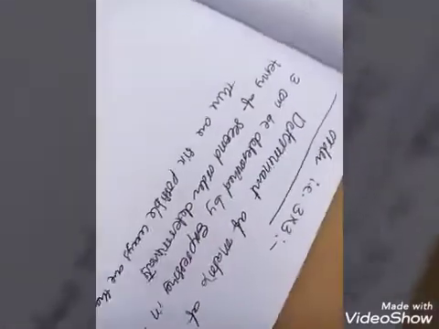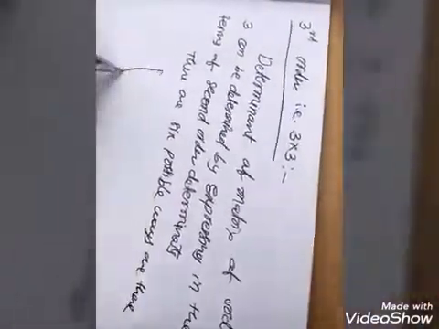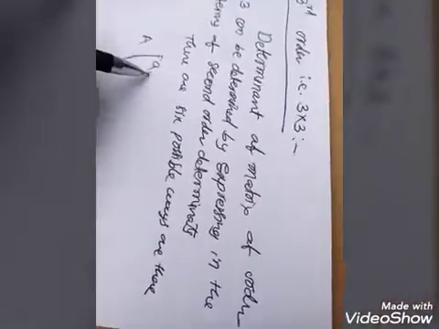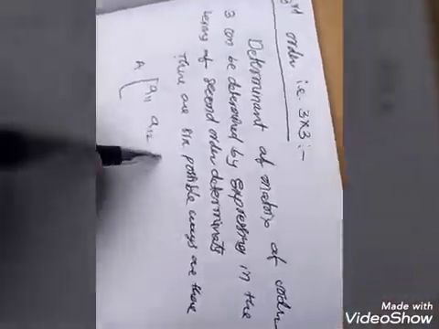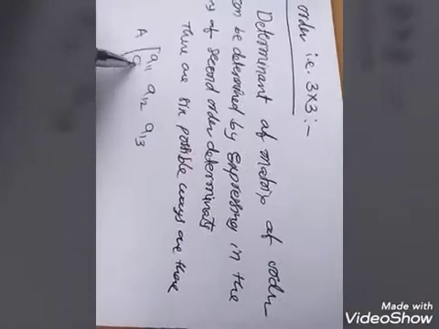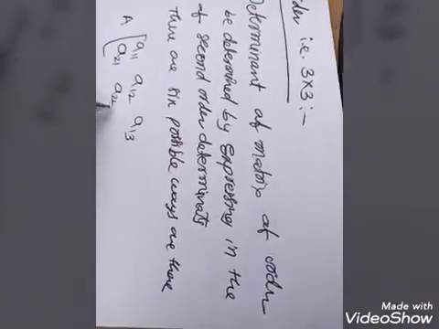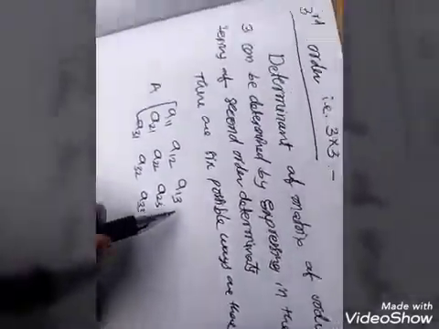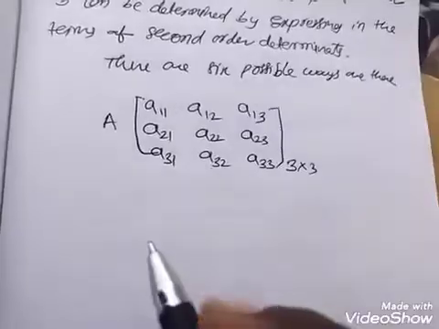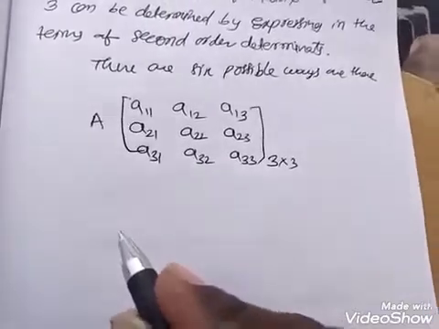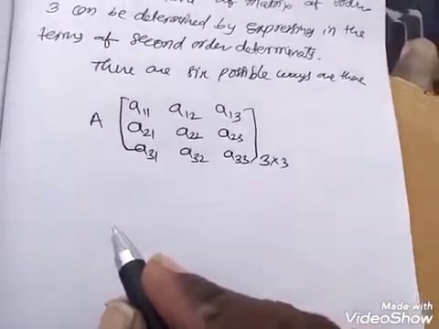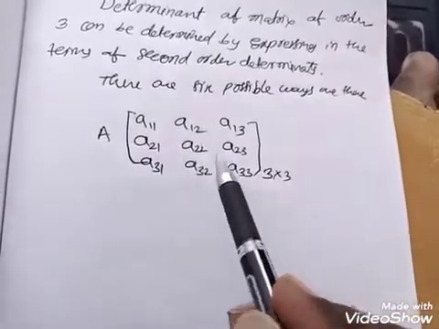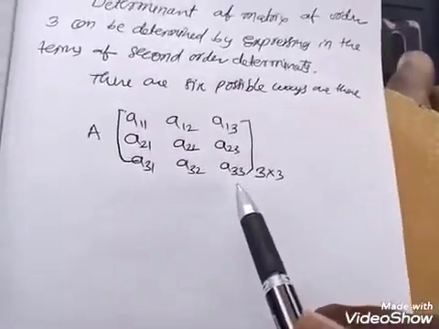How many? If you take a 3 by 3 matrix, let A be equal to A11 A12 A13, A21 A22 A23, A31 A32 A33. This is the 3 by 3 matrix. We can calculate with respect to a row or with respect to a column. We have 3 rows and 3 columns, so we can calculate in 6 ways.